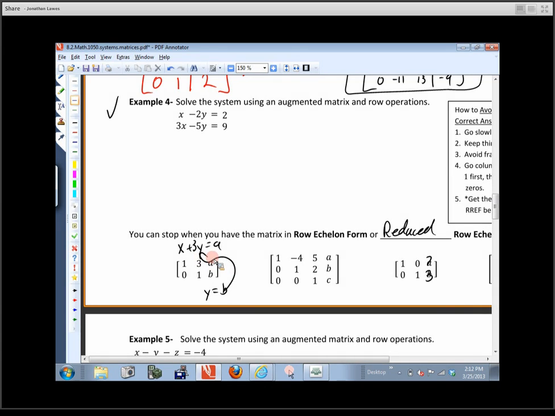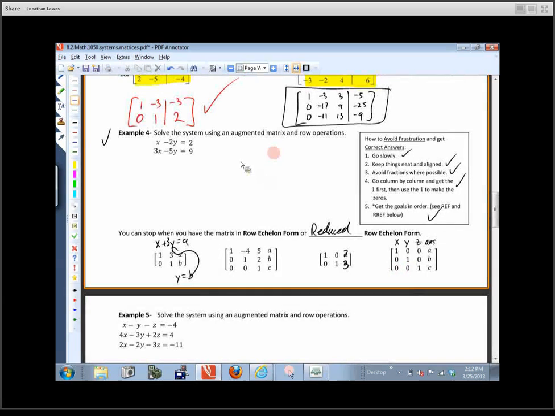So the goals go like this. You want to get this first, then make that 0, then make that 1, and then make that 0, and you're going to have your answers right here. So the goals would go in this order: get that first, get that second, do that third, do that fourth. Column by column, get the 1, use the 1 to make the 0.